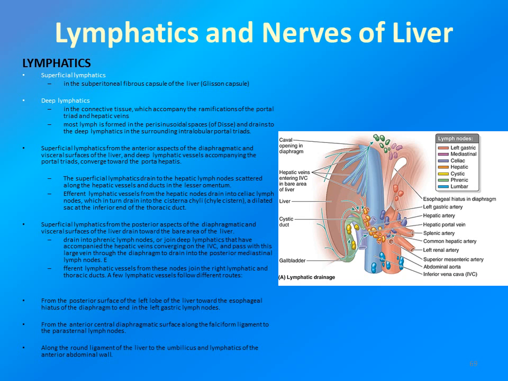Now let's look at the lymphatics and nerves of the liver. Then we'll do the same for the gallbladder, and we'll be ready to move on to some clinical correlations.